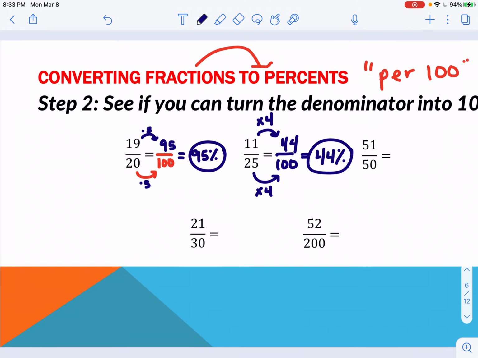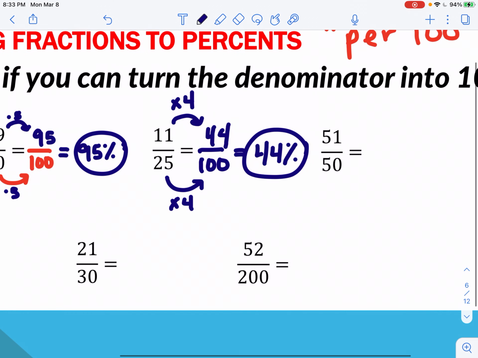All right, now we have 51 over 50. This one seems a little funny because we automatically see we have 51 out of 50 questions on a test correct, let's say. If you had 51 out of 50 questions correct, what does that mean? Good, you have extra credit, right? It means you've scored over the amount on the test.